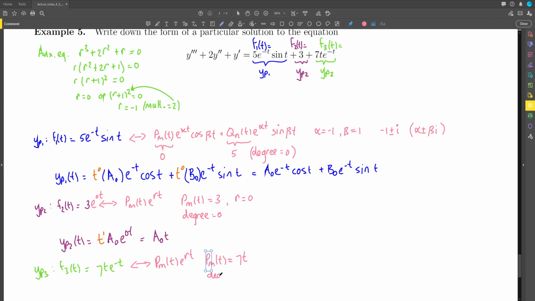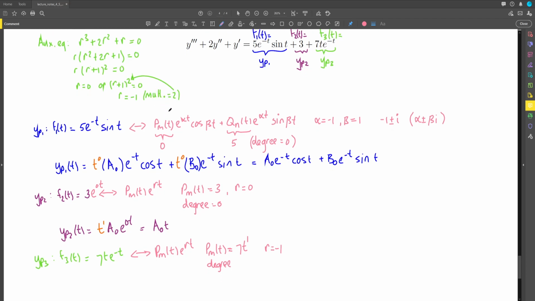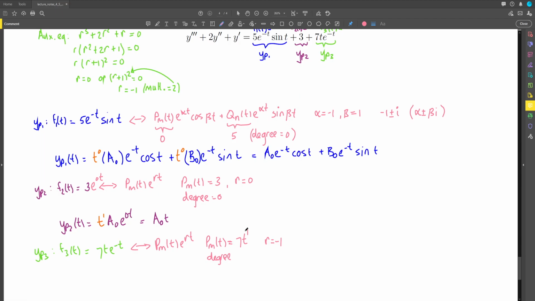and it means that the degree is 1, and then the second part is the e to the power rt. Well, that's r equals -1 here. Now, r equals -1 is a root of the auxiliary equation, and in fact, it has multiplicity 2. So that's something that we have to be careful about. So we had degree equals 1.